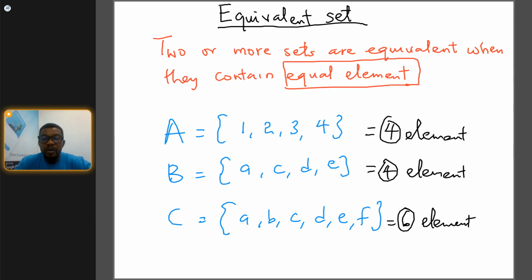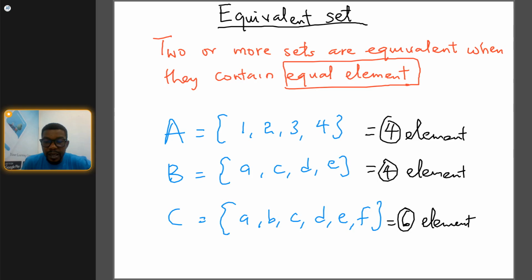Two or more sets, so it can be 2, it can be 3, it can be 4. So now, considering these 3 given subsets, which of the subsets has the same number of elements? Can you state it in your chat box? I'm waiting.